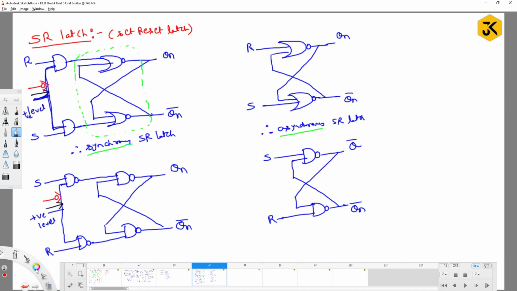Similarly, can I represent it in another manner? I can represent it in the form of negative level. Right? So don't write all these things for one circuit diagram. Okay. For the sake of our understanding, I am explaining here. So I hope you understood the difference between latches as well as flip-flops. Right?